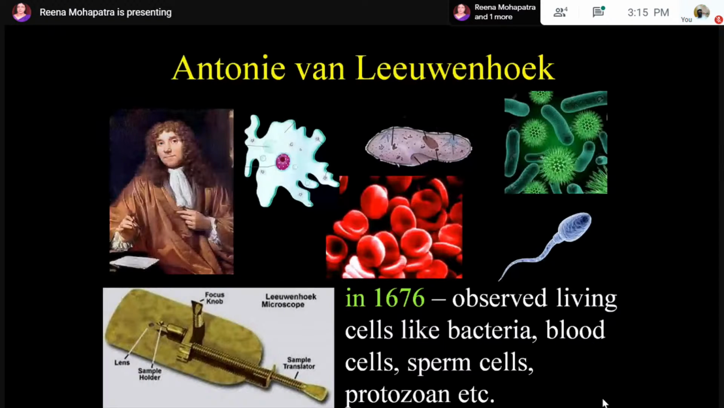Anthony van Leeuwenhoek observed living cells for the first time under a microscope. He also invented his own microscope, but that had more magnification than Hooke's microscope. It allowed him to observe different types of living things, like here you can find some.